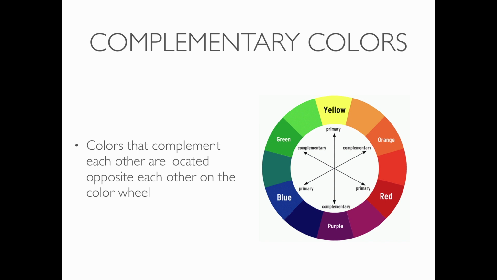Complementary colors, colors that inherently complement each other or pair nicely together, are colors that are directly opposite each other on that color wheel. So if, for example, we had yellow, a great complement to yellow would be purple. Orange would have a great complement that would be blue. So we're just looking at that color wheel and going directly across it to find a nice complementary color to it.